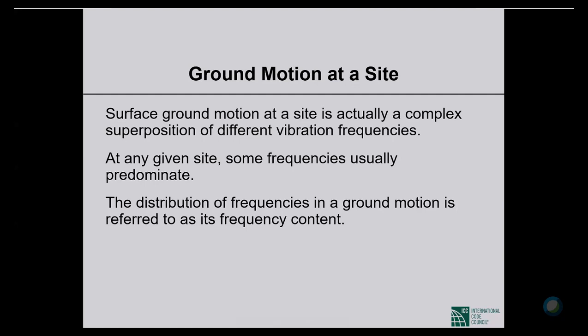Surface ground motion at a site is actually a complex superposition of different vibration frequencies. You will never see ground motion with one frequency. That simply doesn't happen. At any given site, some frequencies usually predominate. The distribution of frequencies in a ground motion is referred to as frequency content. This term you will see all over the place.